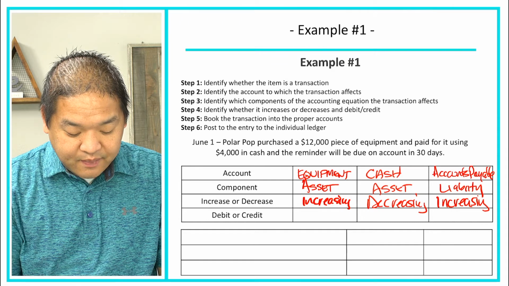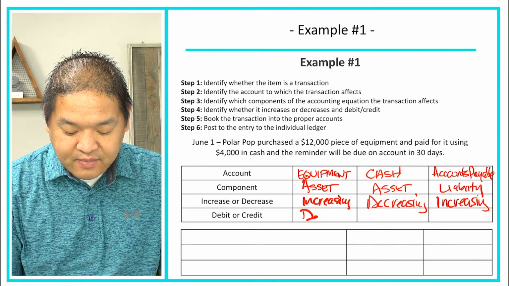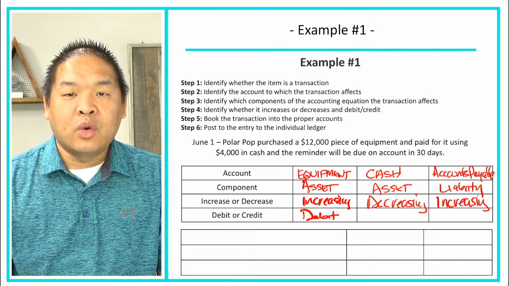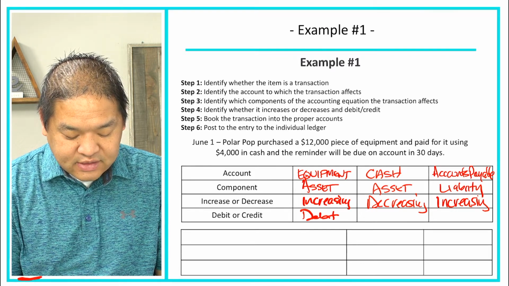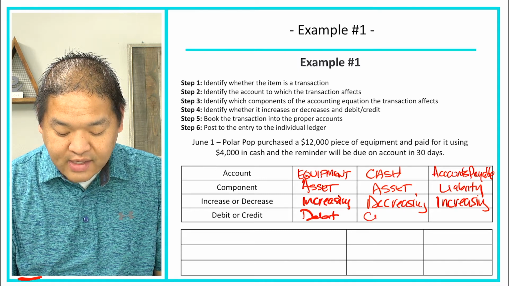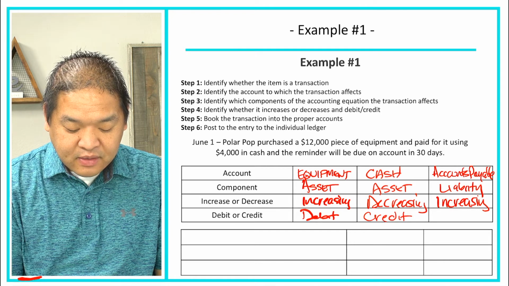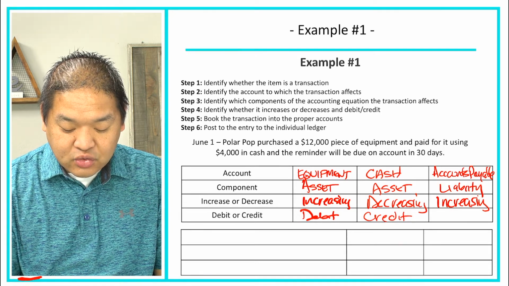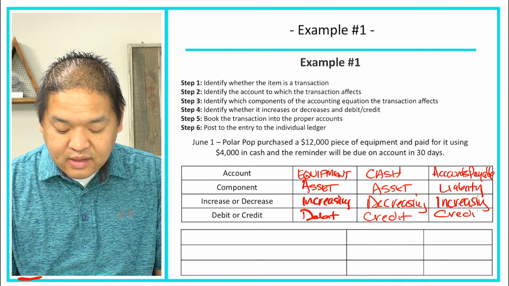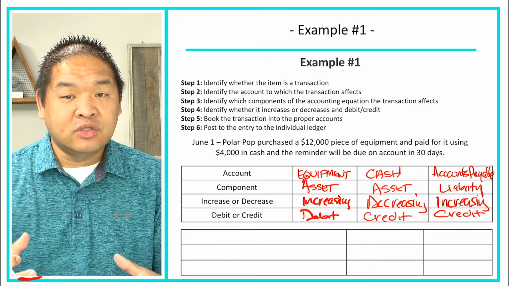Now we can use the key to help us solve this problem. So equipment is an asset. The asset is increasing. We are going to debit equipment. What about cash? Cash is also an asset, but it's decreasing, which means we are going to credit. And then accounts payable is a liability. That liability is increasing. We are going to credit the accounts payable. So now that we have everything put together, it's time to do the journal entries.